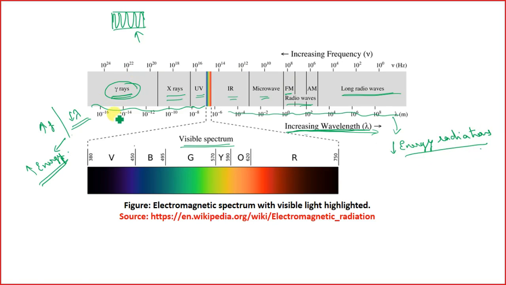So on our left hand side, we have high energy radiations. On the right hand side, we have the low energy radiations. And then in between, we have the visible spectrum. And in the visible spectrum, we have these colors: violet, indigo, blue, green, yellow, orange, red. So we have the Vibgyor. All of us know this, right?